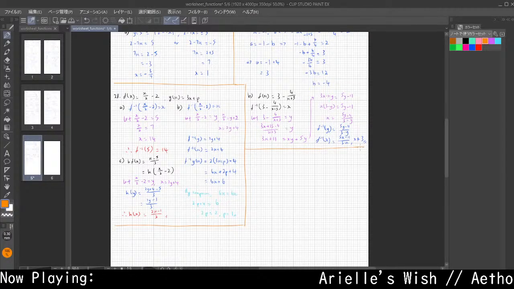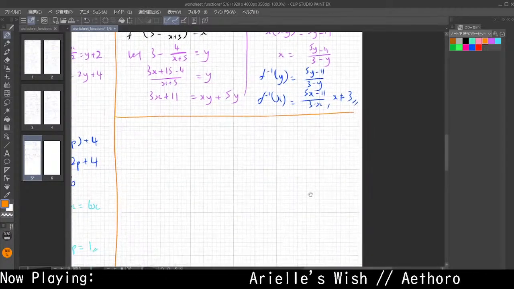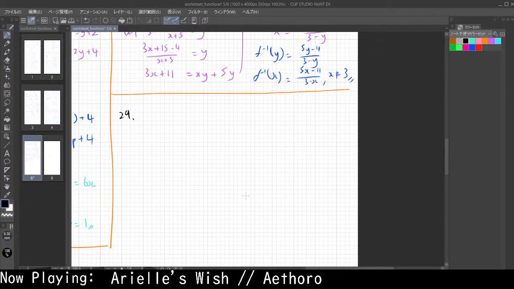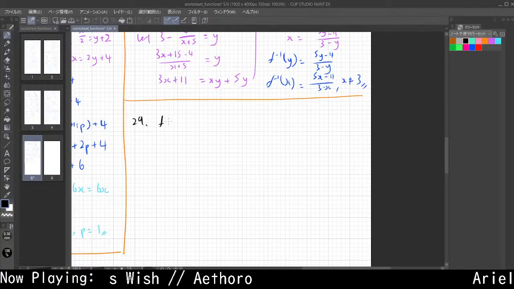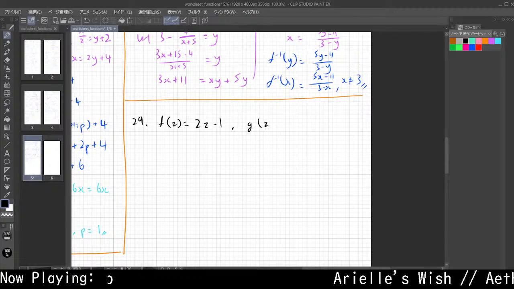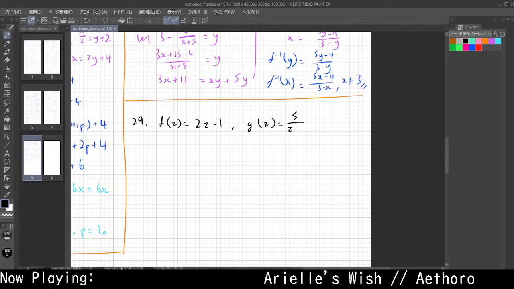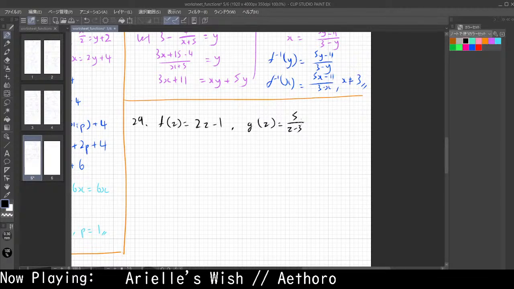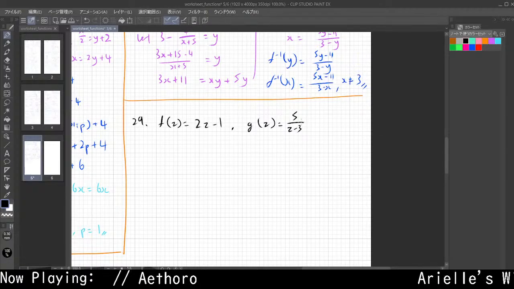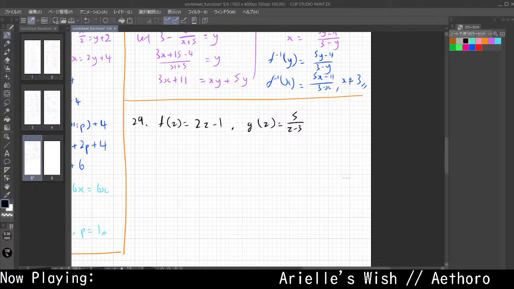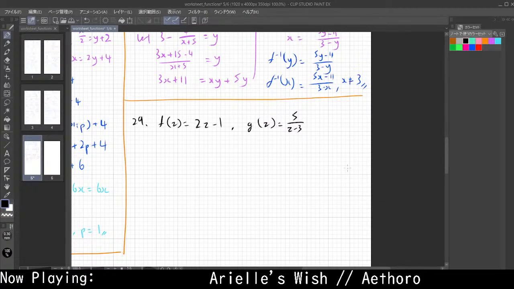Okay, next, 29. The functions f and g. Keep in mind that the variables can change. Yeah, so that's that. Find f inverse 5. Same idea.